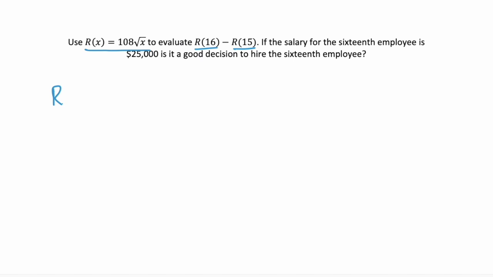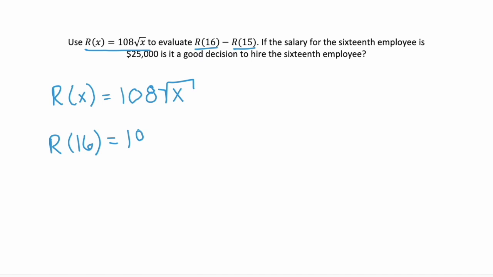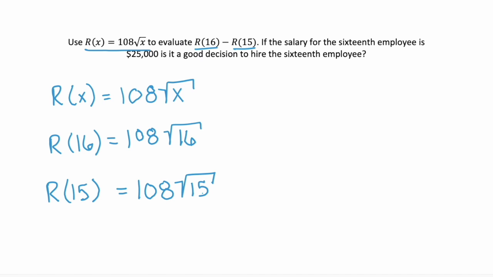Now, remember with function notation, r of x is just saying there's a function r that you're going to change the value of x for. So you don't mess with anything on the left-hand side. You're just working with everything on the right-hand side, the 108 square root of x. So to calculate r of 16, you're only calculating 108 times the square root of 16. And likewise, r of 15, we're calculating 108 times the square root of 15.